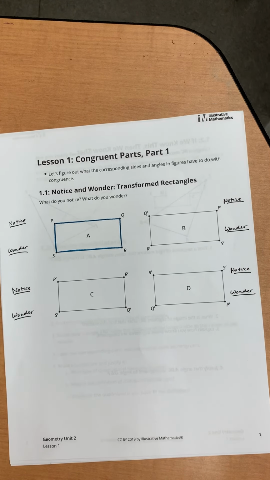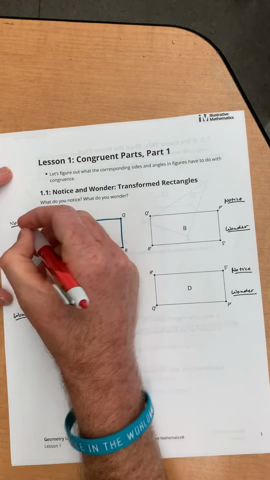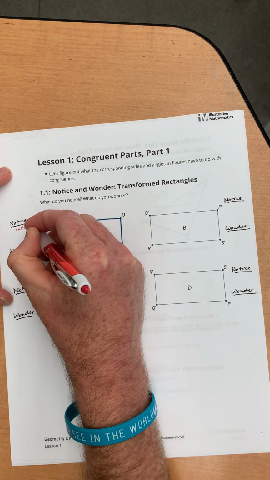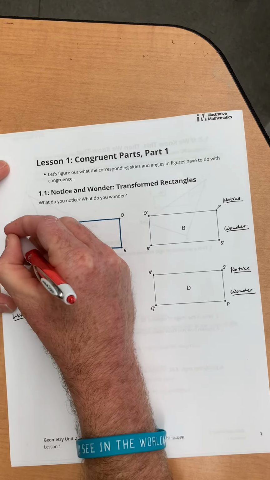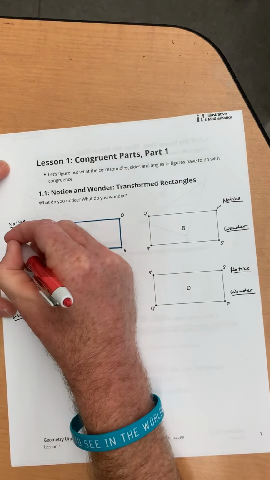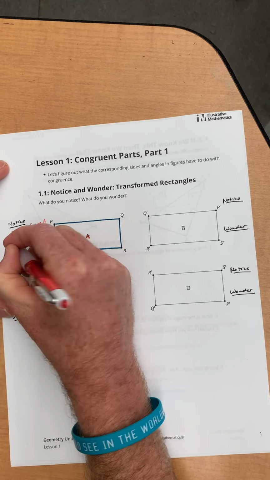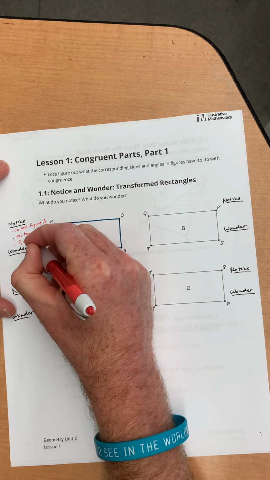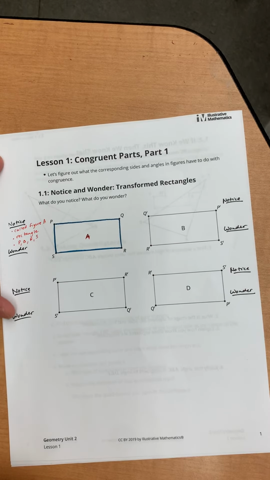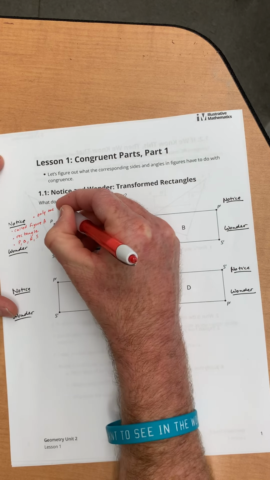Okay, so this very first image, I notice it's called figure A. It's a, what shape is that? It's a rectangle. I notice P, Q, R, and S. I also notice it's the only one that is blue.